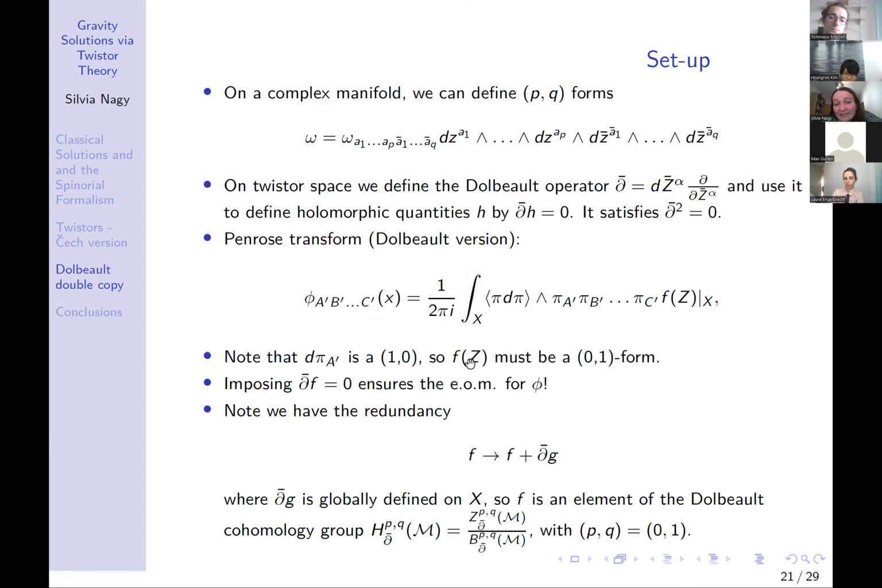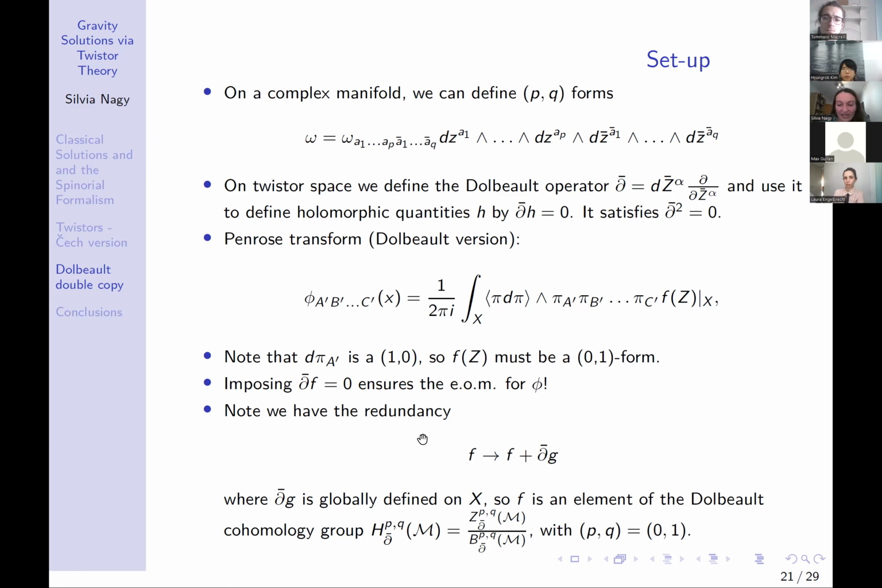So then we find that the Twistor representative in this case, f of Z, is actually a (0,1) form, an anti-holomorphic 1-form. Again, we have a very nice result that if this f that I have here is closed, then the Penrose transform ensures the equation of motion for phi. So again, as before, one doesn't have to worry at all about the equations of motion in space-time itself. Those are just ensured by the fact that I've chosen this guy to be closed.